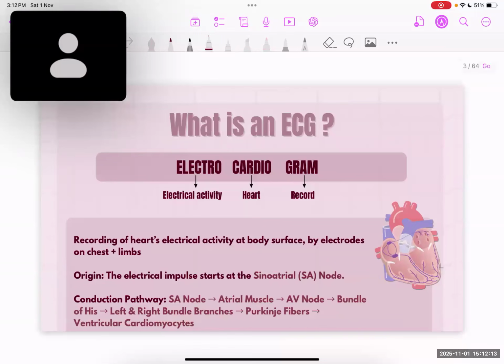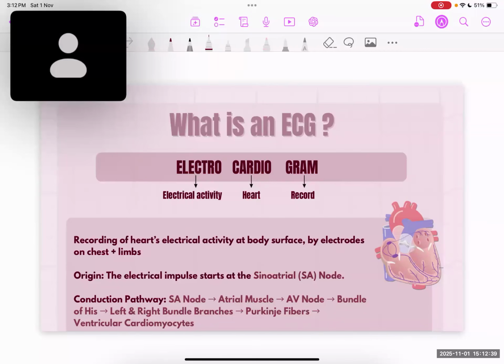Now, what is an ECG? So an ECG, or an electrocardiogram, is basically, let's break the word down. Electro means electrical activity, cardio stands for heart, and gram means record. So let's put them all together. It's a recording of the heart's electrical activity at the body surface by electrodes on your chest and limbs. So you place these electrodes on your body's surface directly on the chest and the limbs.